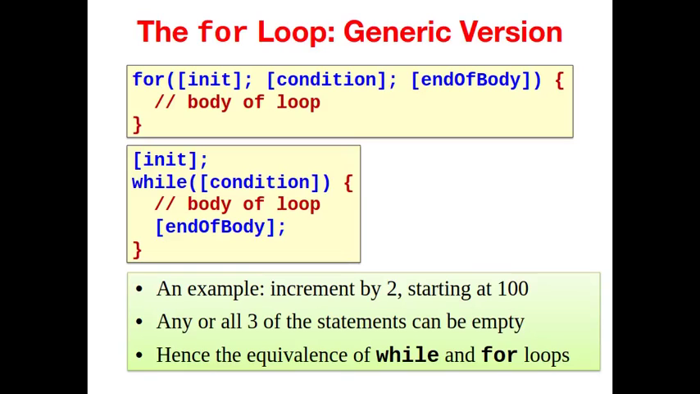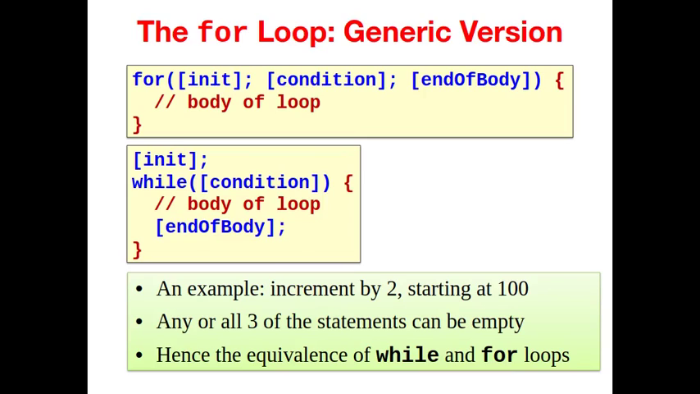The generic version of the for loop has 3 parts: an init statement, a condition to be checked before each iteration, and a statement to be executed implicitly at the end of each iteration. Thus a for loop can be replaced with an equivalent while loop as shown here, where the init statement comes here, the condition is the same as the while condition, and this statement here is at the end of the while loop's body.